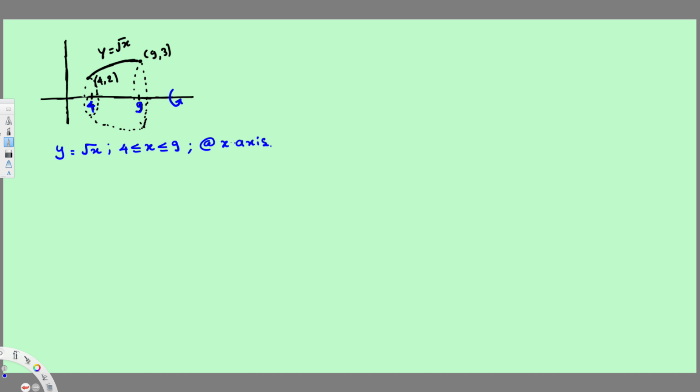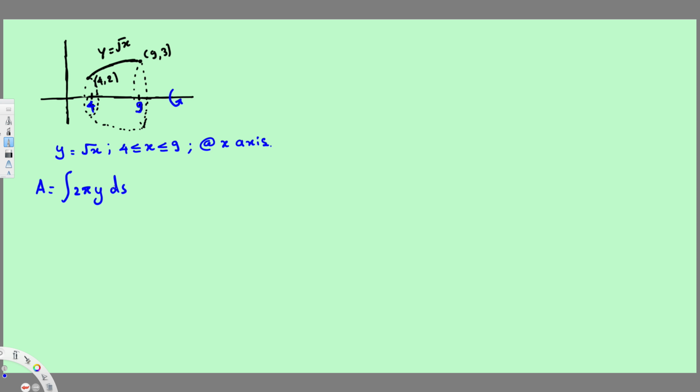So whenever we have the surface area rotating around the x-axis, we have to use this formula. A is equal to the integral of 2 pi y ds. If it's rotating around the y-axis, then we use 2 pi x ds. So that's the difference. And let's see how we can find it.